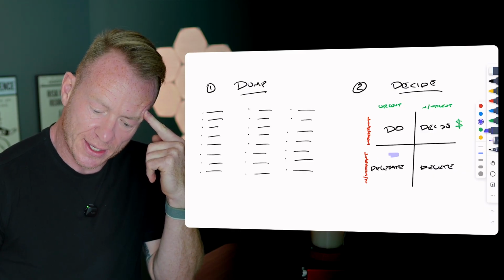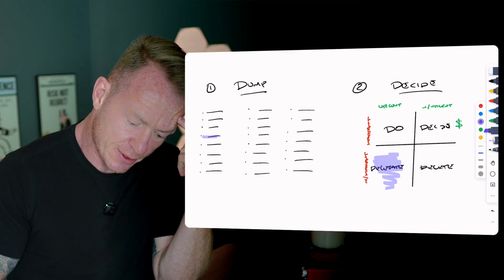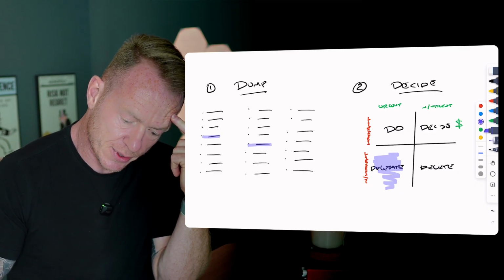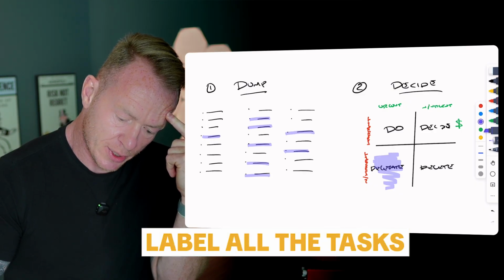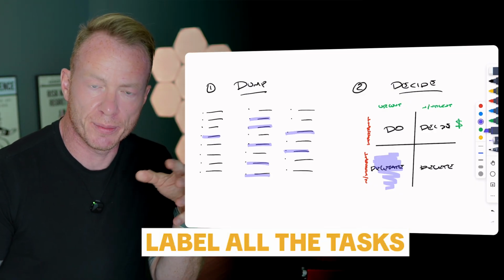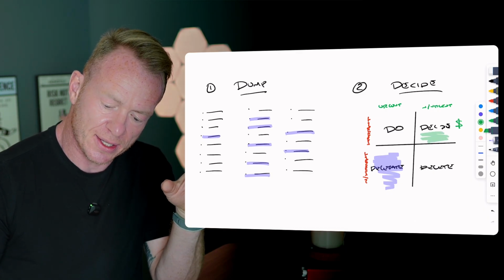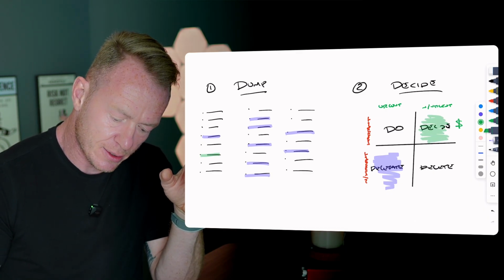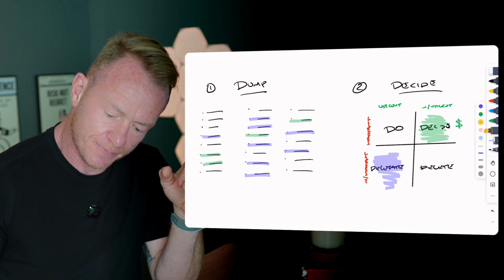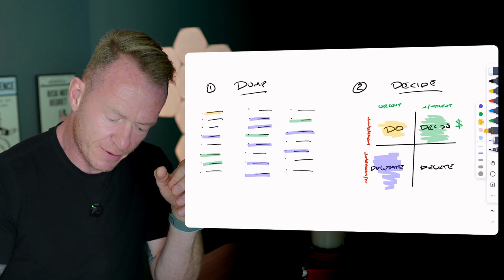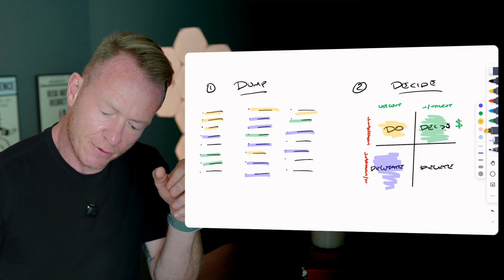So I might look at the delegate box and I might be going through all these tasks like, okay, this is something that's urgent, but it's not important for me to do. So is this. And all you're going to do is start to label the tasks and everything you do in your business. Now, take your time over this. Don't rush through it, but you want to make sure that you're deciding that the right things are going into the right places.